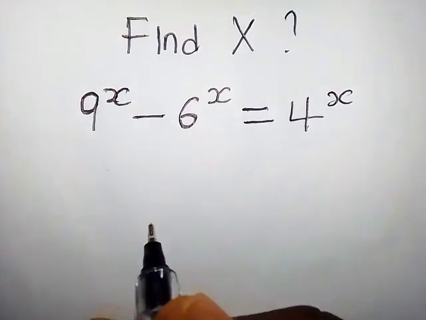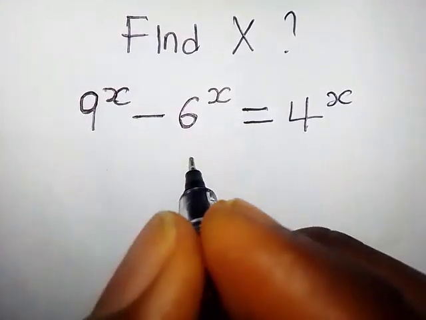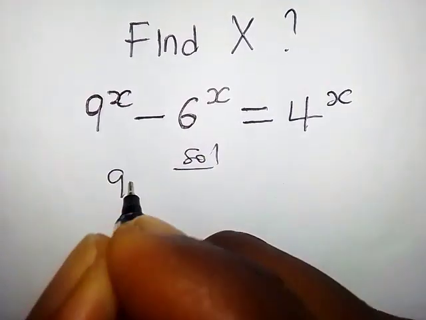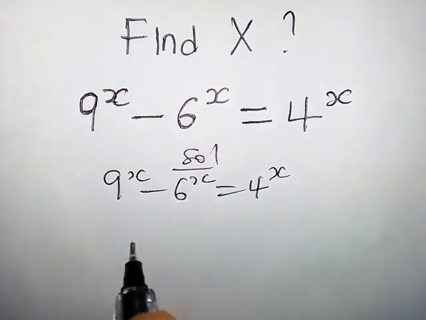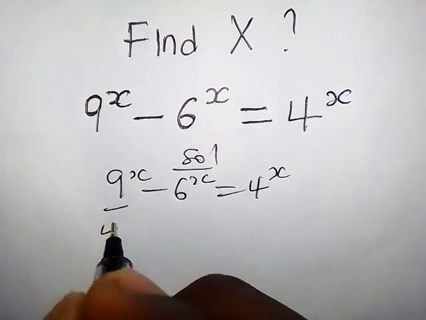Hello, welcome back. How do we solve this exponential equation? So we have 9 raised to power x minus 6 raised to power x equals 4 raised to power x. So let's divide both sides by 4 raised to power x.